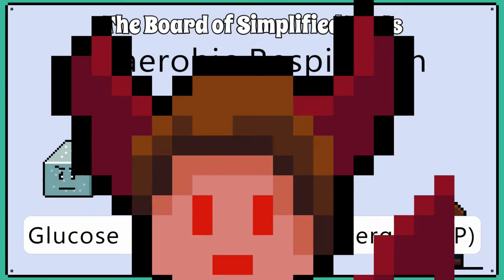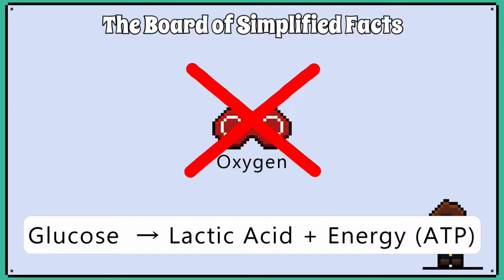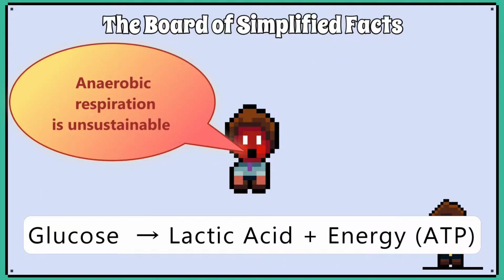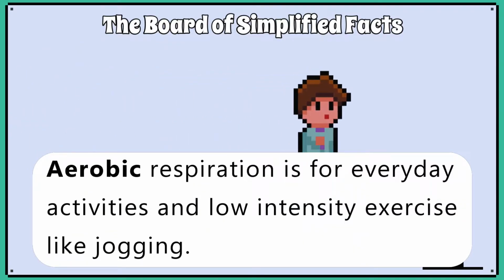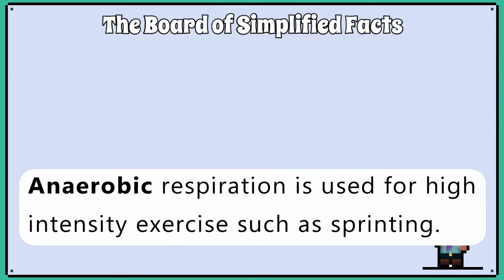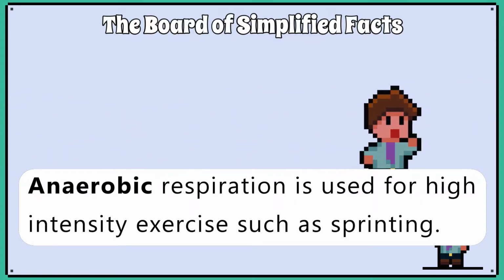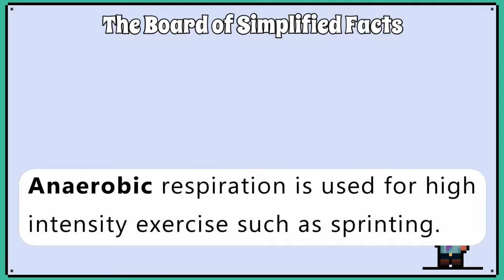Learn the equation. Notice the process doesn't need oxygen, but sadly, we can't do this for very long. Aerobic respiration is for everyday activities and low-intensity exercise like jogging. Anaerobic respiration is used for high-intensity exercise such as sprinting.